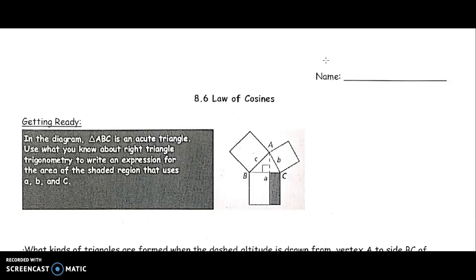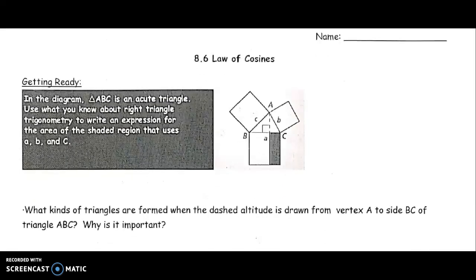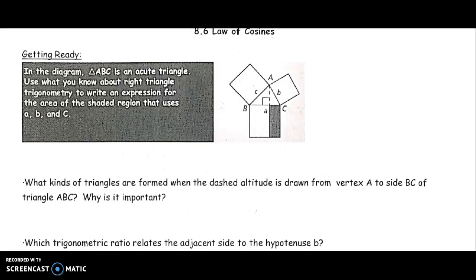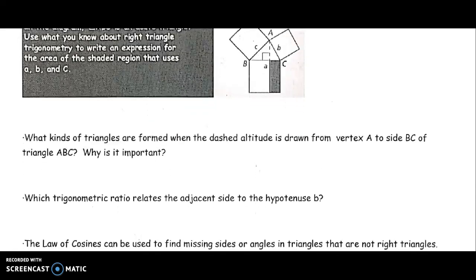So we left off last time with 8.5, where we looked at using the law of sines to solve our non-right triangles. Now in 8.6, we're just going to be adding in what we call the law of cosines. I'm going to skip past that opening question. It's always a good thing to look at in terms of where this rule is coming from.